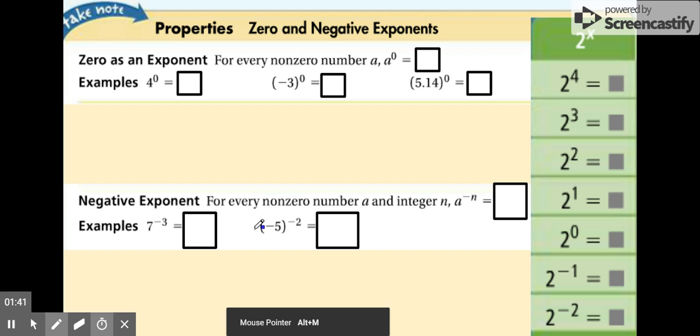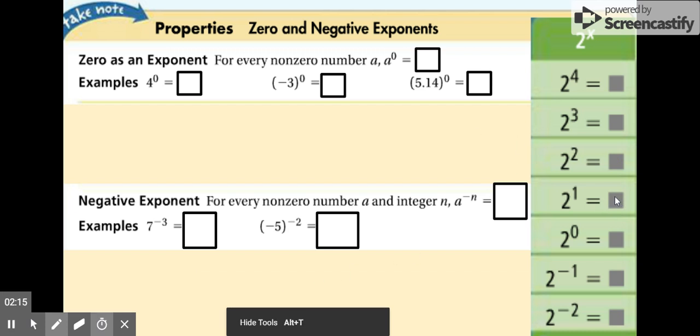We're going to talk about zero and negative exponent properties today. Let's start with this example first. I'm going to go with 2 to the first power. 2 to the first power, you just multiply 2 just once, so it's just 2. Okay, so what about 2 to the second power? 2 to the second power, that's 4. What about 2 to the third power?